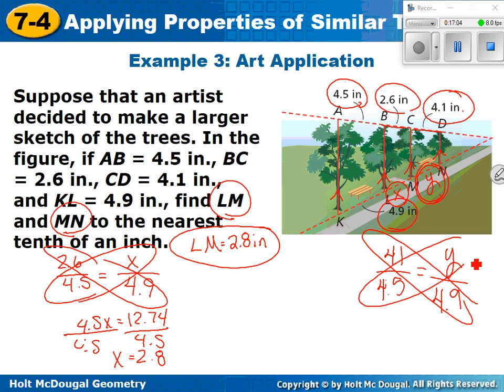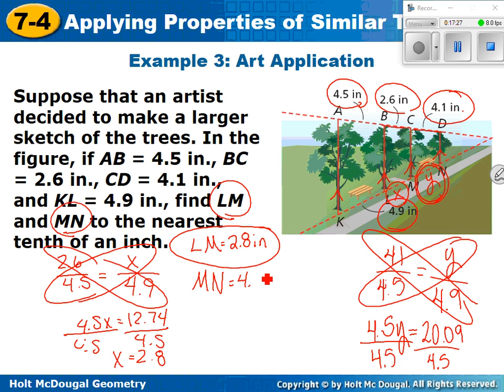Cross multiply. 4.5y is equal to, one more time, 20.09, and then divide by 4.5. What do we get? 4.5. Somebody agree with Jedi? Okay. And so that is MN equals 4.5 what? Inches. Questions on the second shortcut? Two transversals, proportionality theorem.